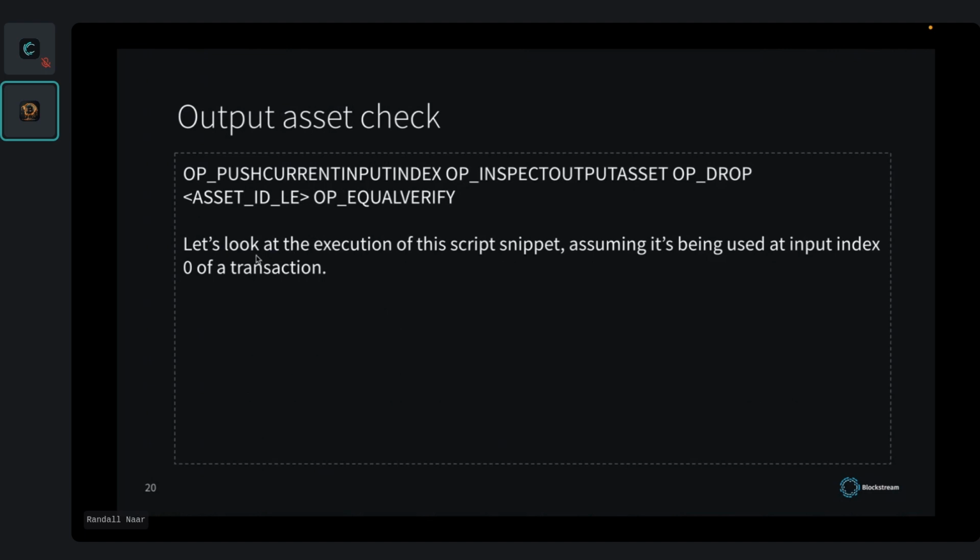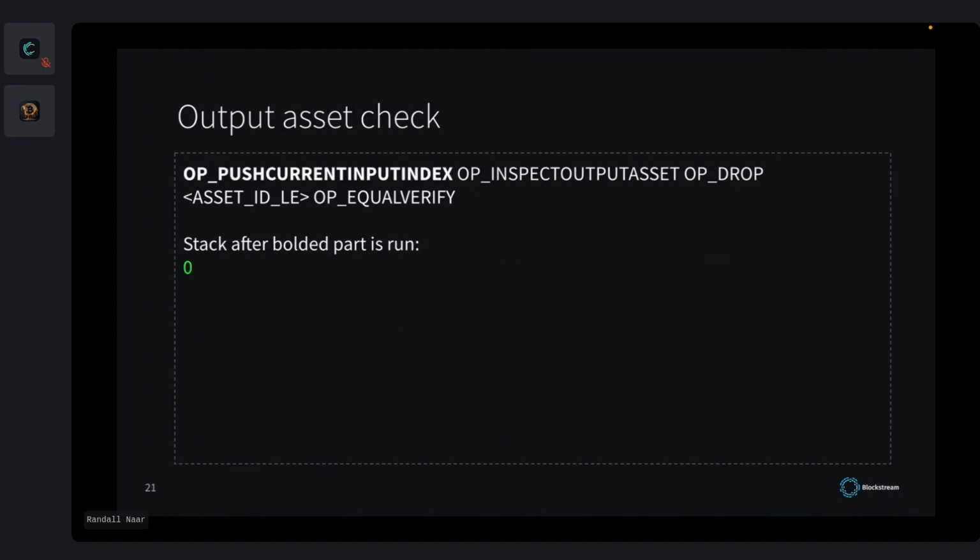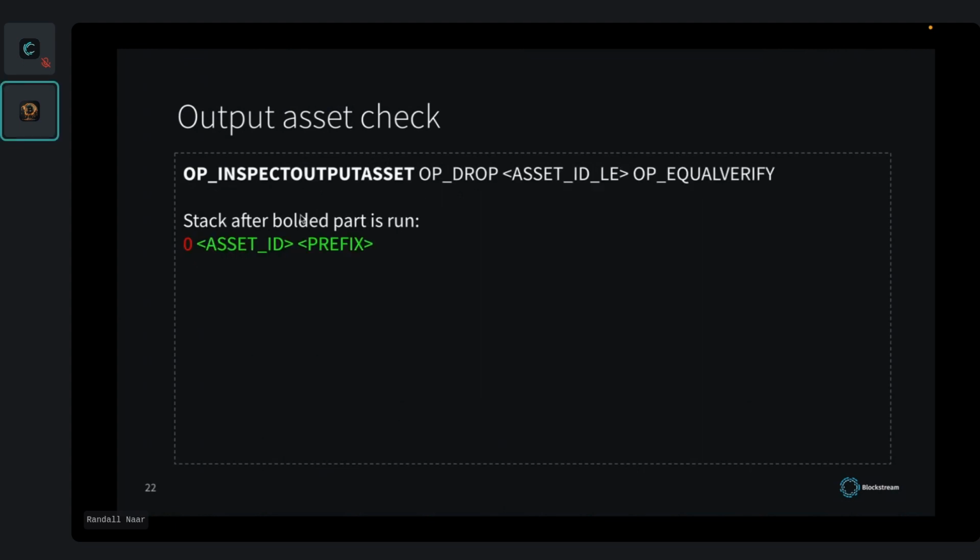But let's look at the execution of the script snippet, assuming it's being used at input index 0 of a transaction. So this is going to be the stack after the bolded part is run. And after this is run, again, we're assuming that the witness is running from input 0. So it'll put 0 onto the stack. See, it's green to indicate it's added to the stack. And then let's go to the next opcode, inspect output asset.